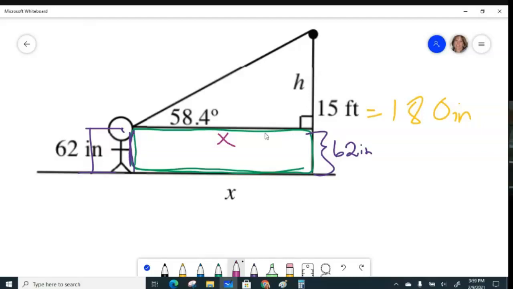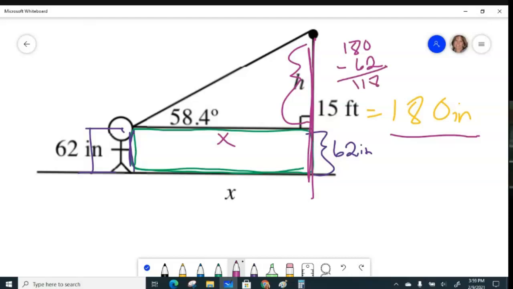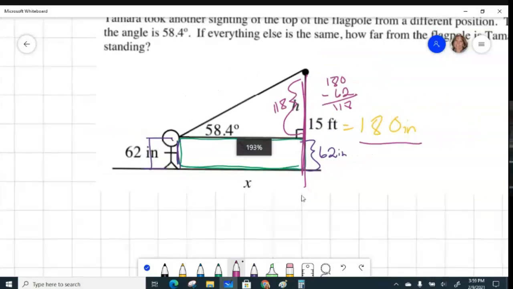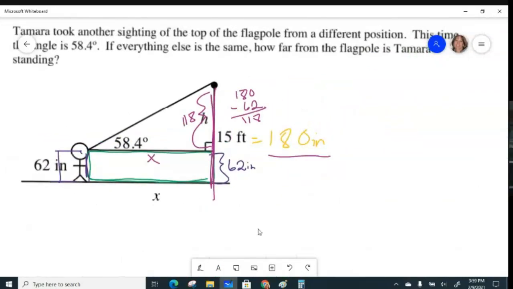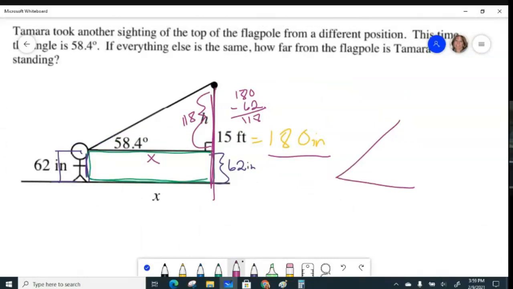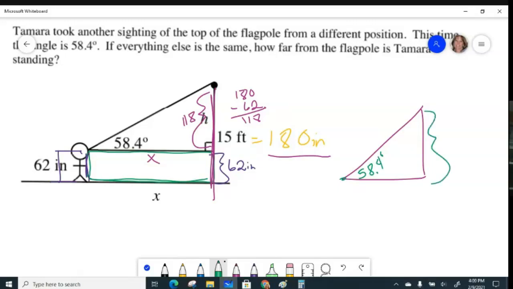Now, to work with that triangle, this whole flagpole is 180 inches, but we only need this height. So we can take the 180 and subtract the 62 and we get 118. Okay, so now we have a triangle that we can work with. Drawing that triangle out, we have 58.4 degrees as our angle measurement. We've determined that this side measurement here is 118, and we want to know how far away from the base of the flagpole she's standing.